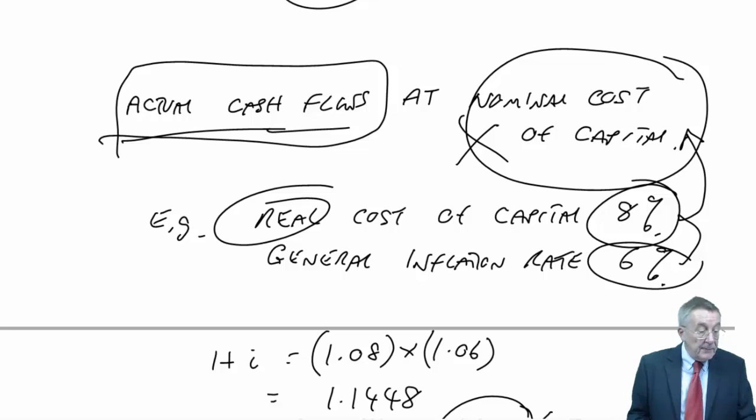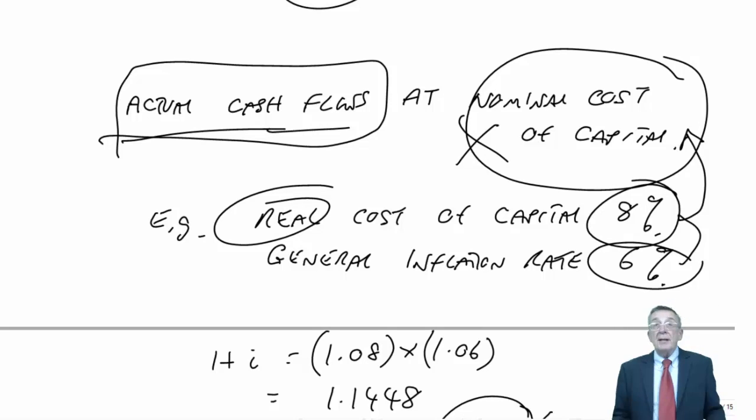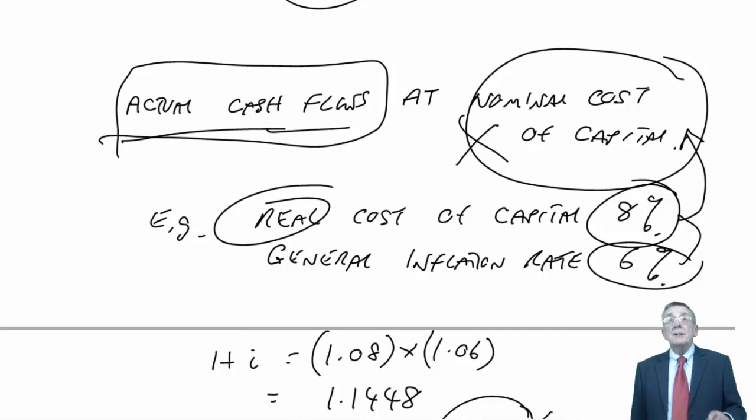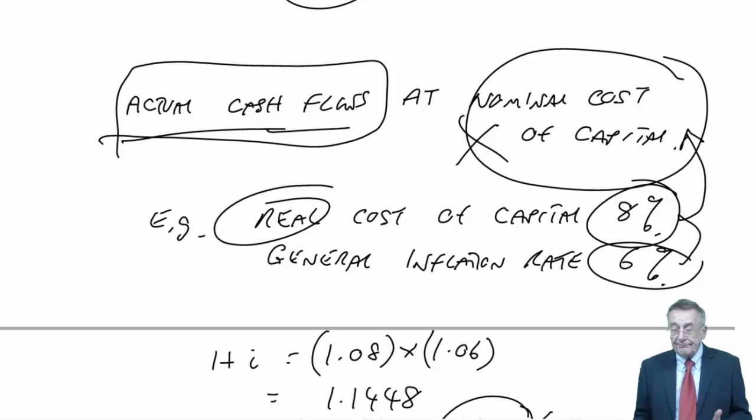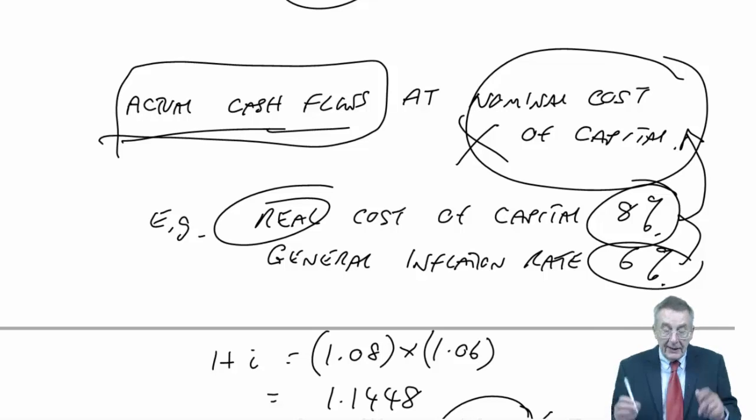Right. Okay, well, that's the end of chapter 13. It's not quite the end of discounted cash flow, though. We've one more chapter where it's a couple of special situations that can occur. That'll be in the next lecture.